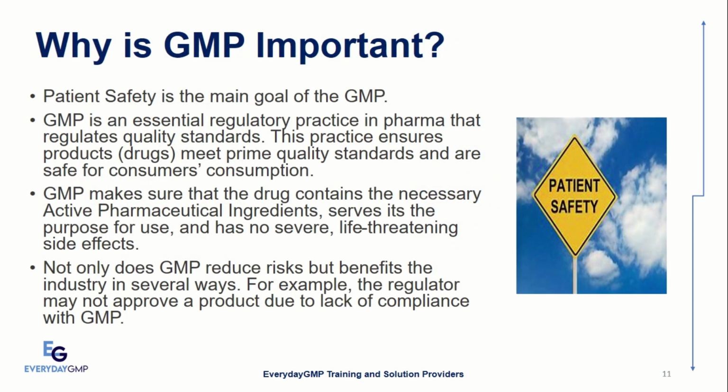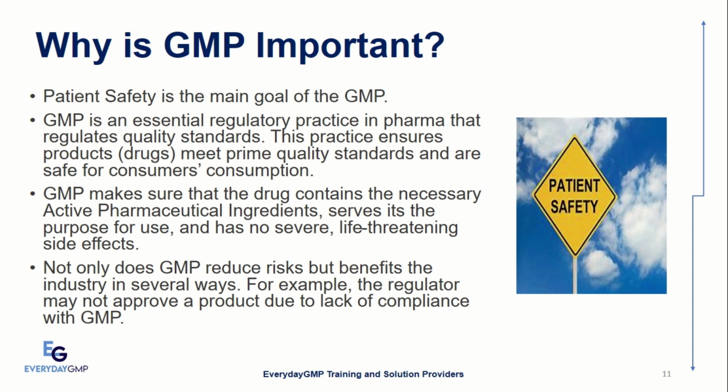Why is GMP important? Patient safety is the main goal of the GMP. GMP is an essential regulatory practice in pharma that regulates quality standards. This practice ensures products, drugs, meet prime quality standards and are safe for consumers' consumption. GMP makes sure that the drug contains the necessary active pharmaceutical ingredients, serves the purpose for use, and has no severe, life-threatening side effects.